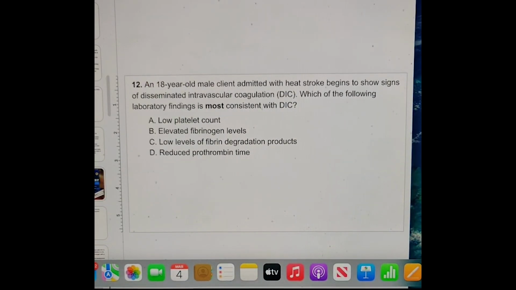Question number 12, an 18-year-old male client admitted with heat stroke begins to show signs of disseminated intravascular coagulation, DIC. Which of the following laboratory findings is most consistent with DIC? All right. Is it low platelet count, elevated fibrinogen levels, low levels of fibrin degradation products, or reduced prothrombin time?